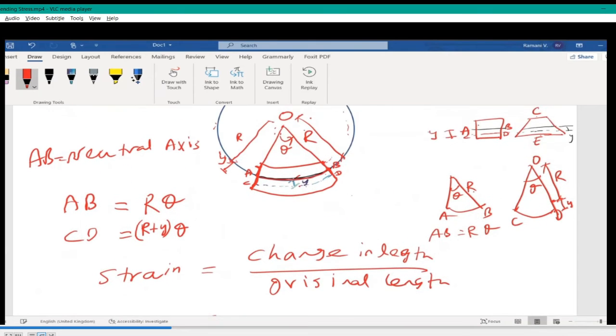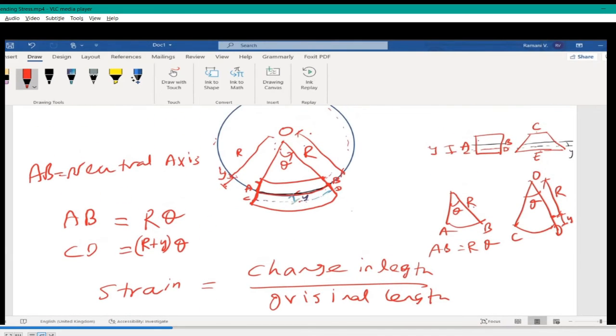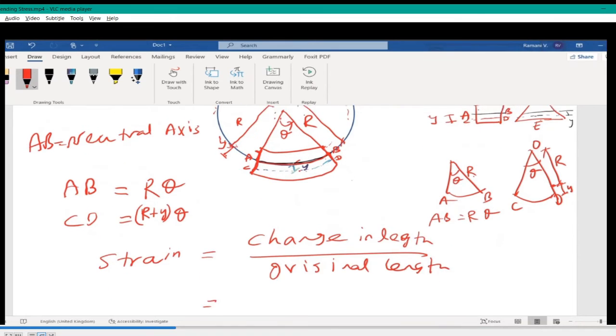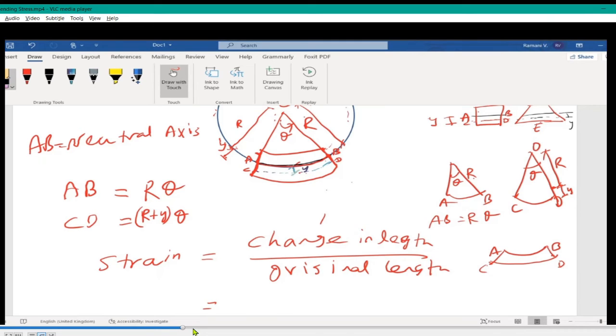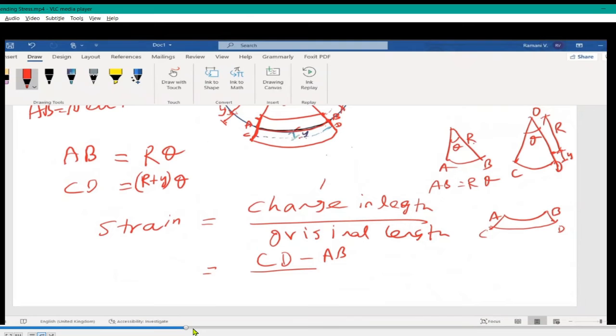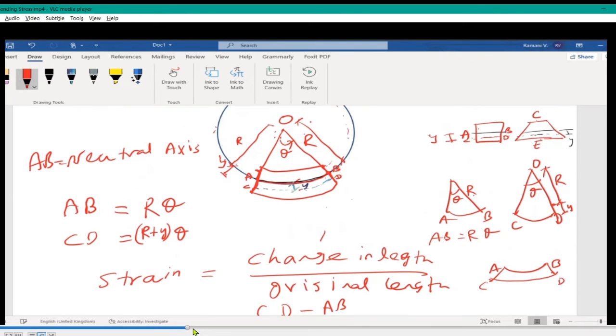What is the change in length here, or the original length? The change in length we already found out, right? What is the change in length for AB? Change in length will be CD minus AB, right? Originally it was AB, the neutral axis, but it changed to CD, isn't it? Am I correct? It is very simple if you think about it. So strain: the change in length is CD minus AB, correct? The original length will be AB itself, right?